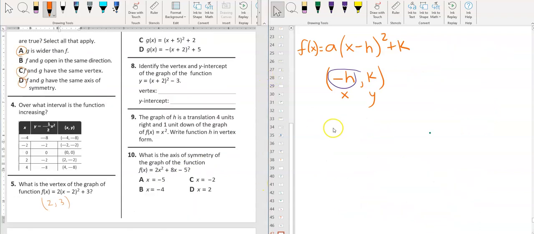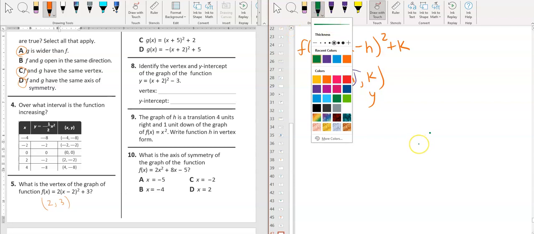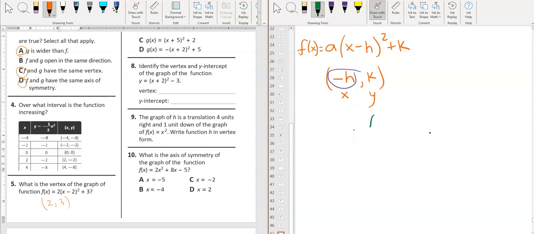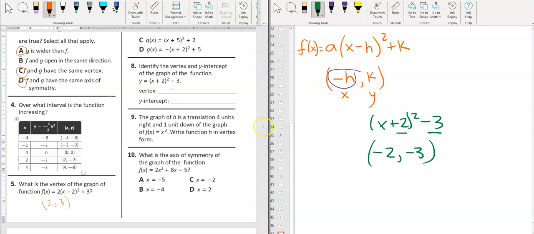Okay, another vertex form problem we are going to be looking at is, there we go. I need to find the vertex and the y-intercept. So the vertex is similar to what we've been doing, okay? So my vertex is -2, -3, opposite of h, and just normal, whatever k is. So that's my vertex, -2, -3. But my y-intercept is a little different.